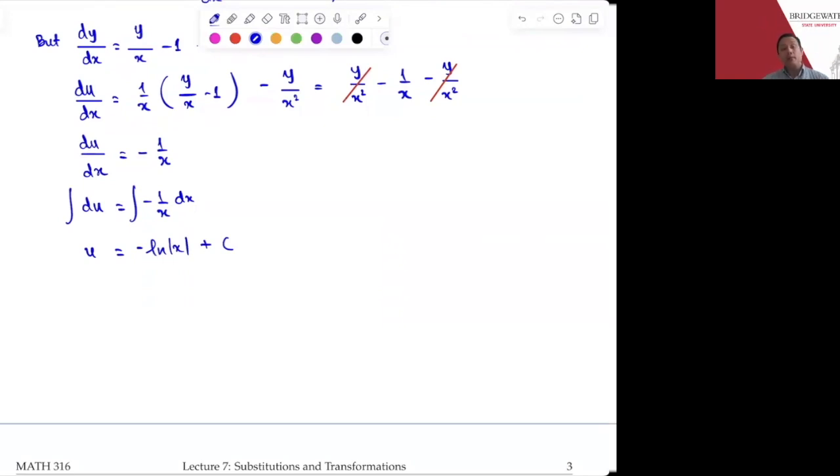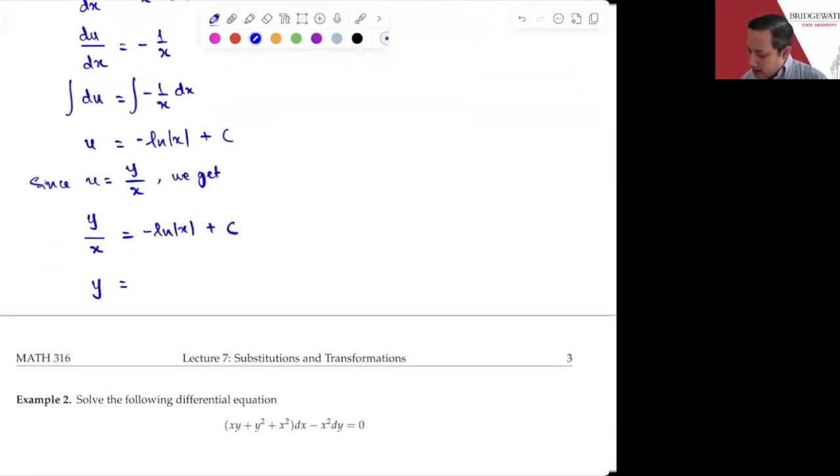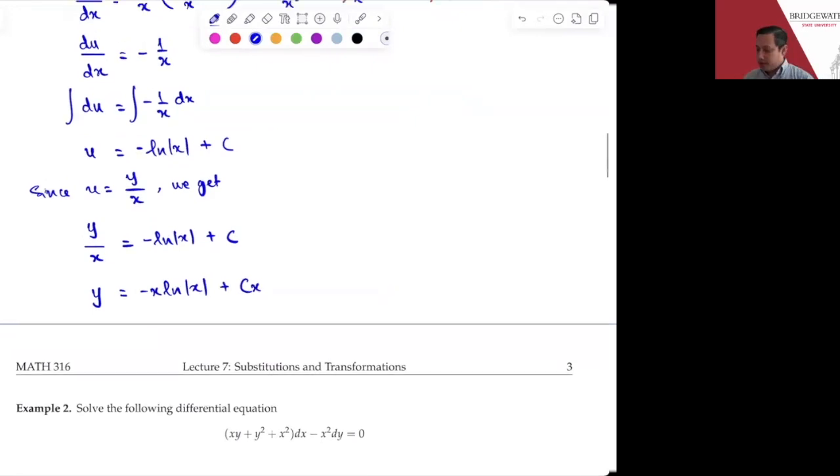Then for the last step, you substitute the original variable back. Since u is equal to y over x, we get that y over x equals negative ln of the absolute value of x plus a constant c, or y is equal to negative x times (ln of the absolute value of x plus the constant c). So that's the general solution to the differential equation.